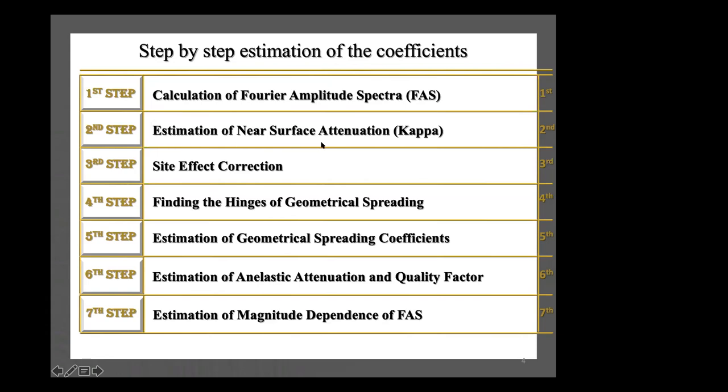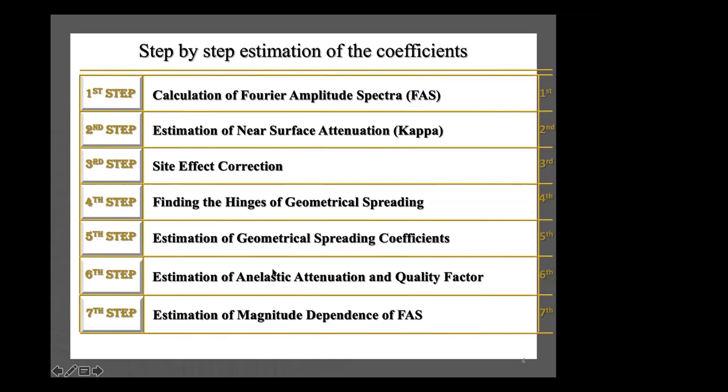So when we have calculated our dependent parameter FAS, then we estimate the near surface attenuation kappa. Then we estimate the site effect. In the fourth step, we try to find the location of the hinges of geometrical spreading. We will discuss all these later on. Then we will estimate the geometrical spreading coefficients. After that, we will estimate the anelastic attenuation, which is inversely related to quality factor.